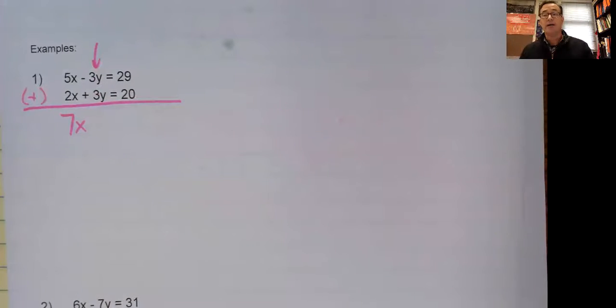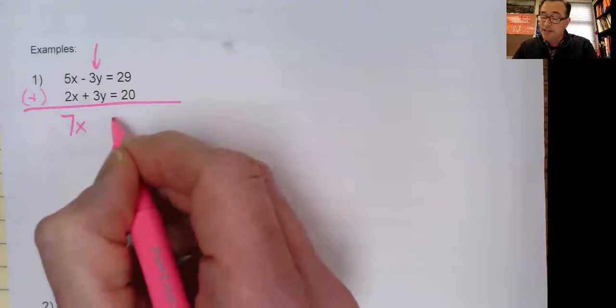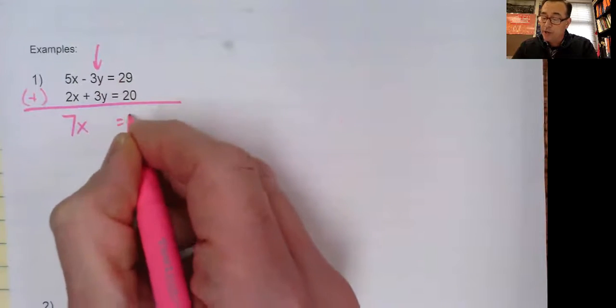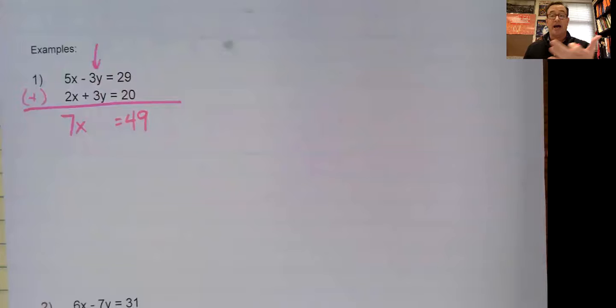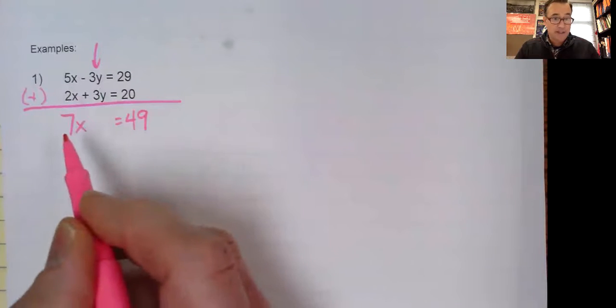Now, I'm not going to write it because it takes up too much space and time. I'm just going to keep it here where 7x is equal to 29 plus 20, which is 49. I now have an equation. Y is gone. 7x equals 49.